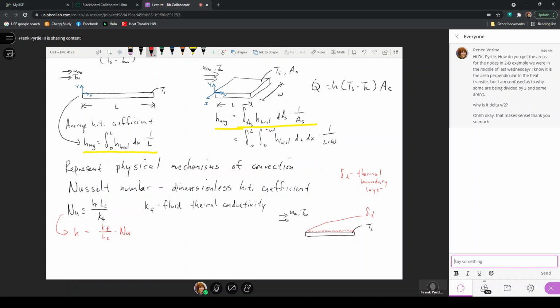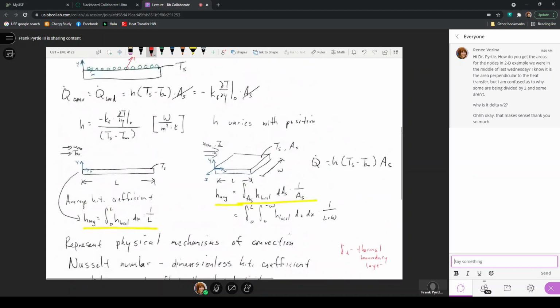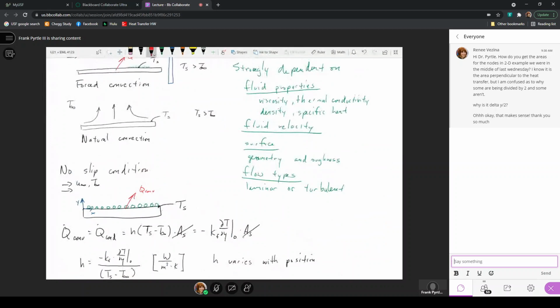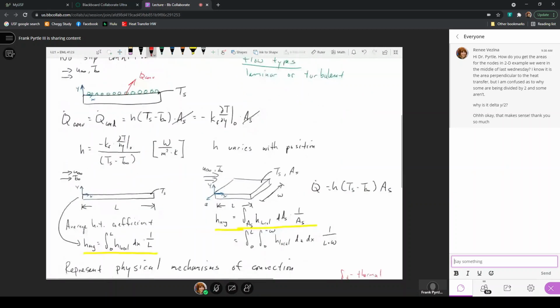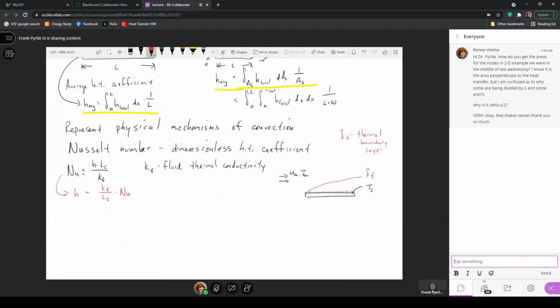In the definition of this Nusselt number is where we'll take into account things like the fluid properties, the fluid velocity, the surface geometry, and the flow type. All of those dependencies will be wrapped up in the definition of the Nusselt number so that we can multiply by the ratio of the thermal conductivity to the characteristic length. That will give us the value of the heat transfer coefficient that we should actually use.